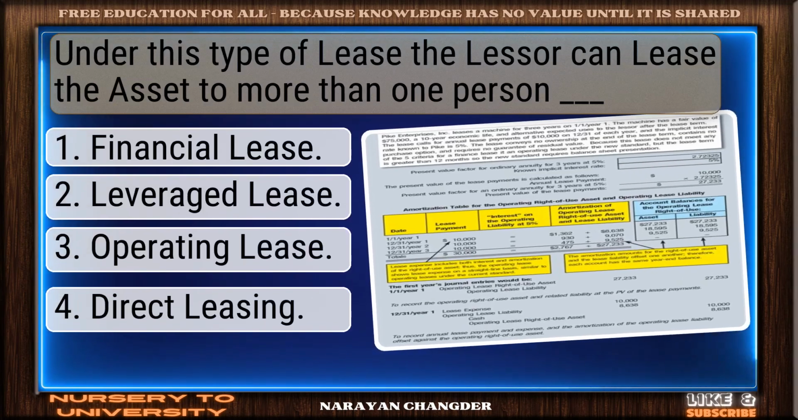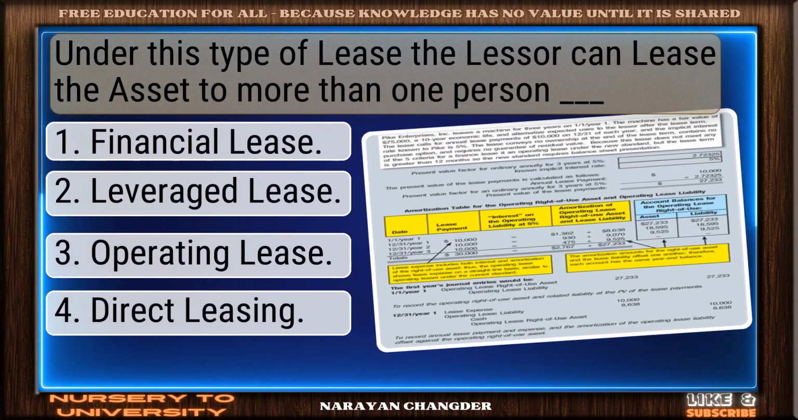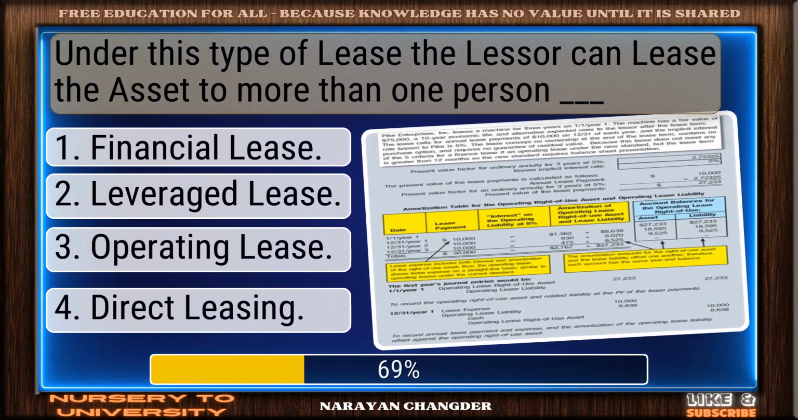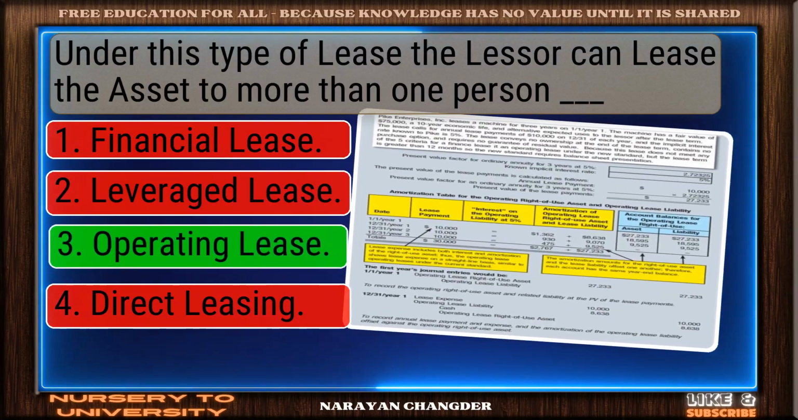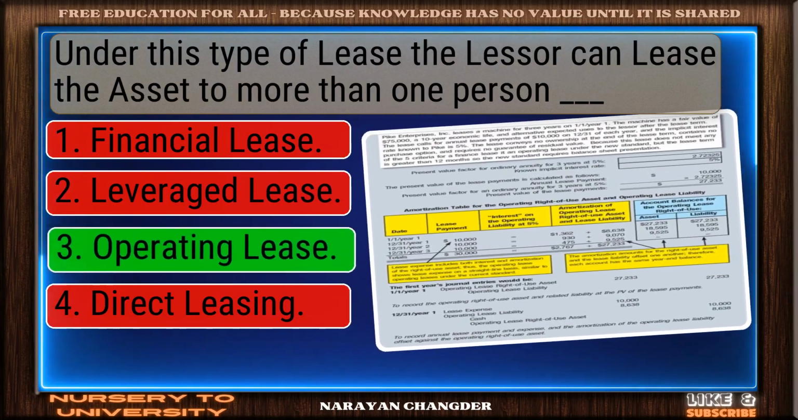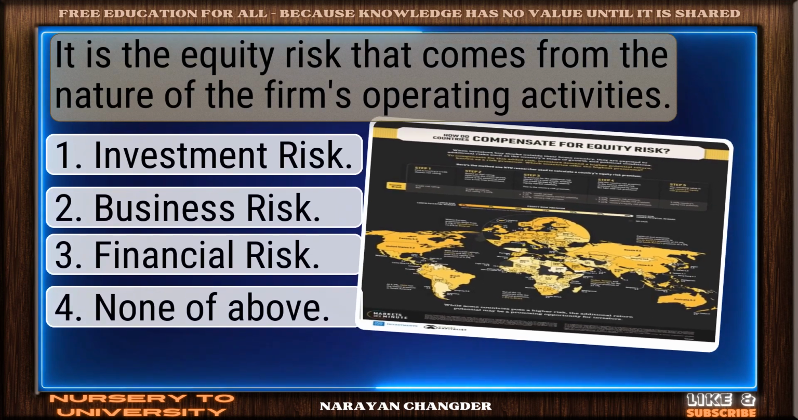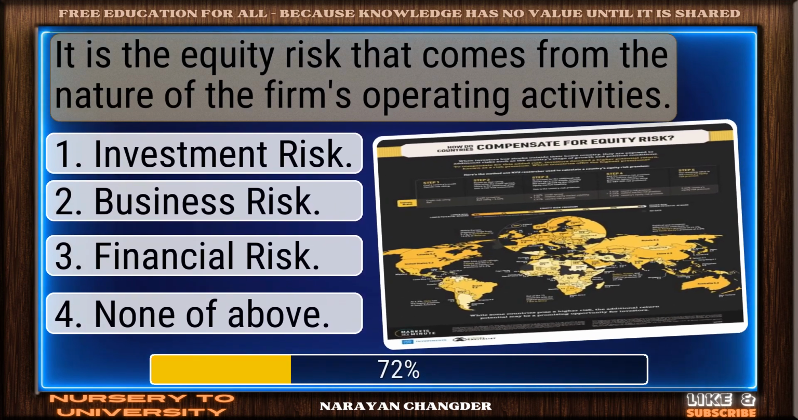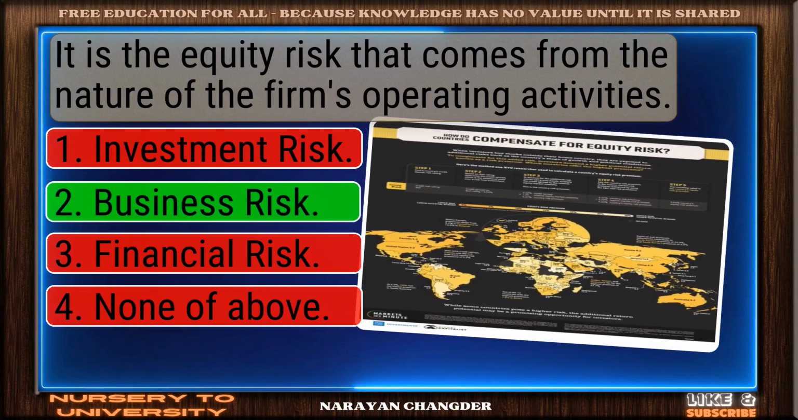Under this type of lease, the lessor can lease the asset to more than one person dash. Correct response. Operating lease is the most accurate answer. It is the equity risk that comes from the nature of the firm's operating activities. Smart move. Business risk is an accurate answer.